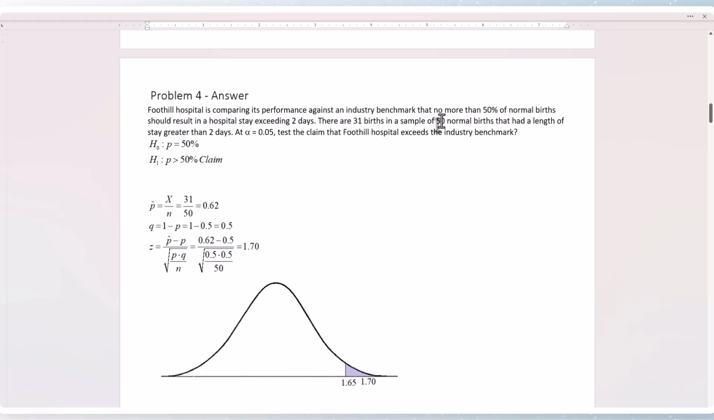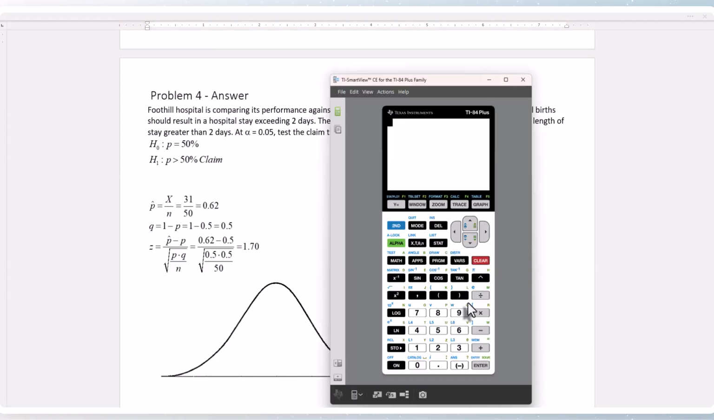The sample size is 50. That's going to get us 1.7. We can use our calculator to compute this value. You press STAT, go to test. We go to number 5, the one proportion z-test. P is 0.5. X is 31. n is 50, we want not equal to, and then calculate.